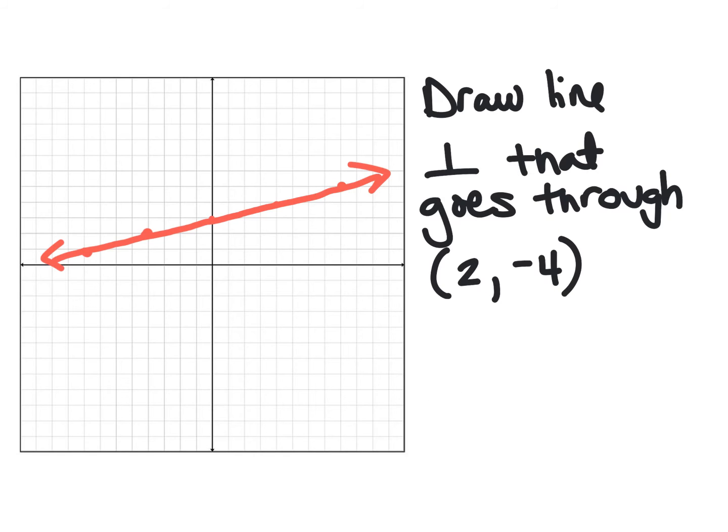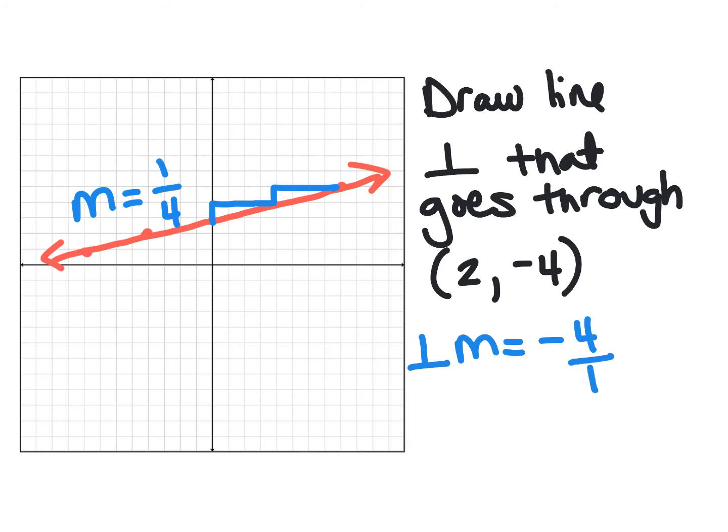In this problem, it says draw the line perpendicular that goes through 2, -4. So the first thing I would do is count the slope of this line. It looks to me like it's going up 1, 1, 2, 3, 4. Up 1, 1, 2, 3, 4. Yes, so my slope would be 1/4. The perpendicular slope has to be the opposite, meaning negative, and the reciprocal would be 4/1, or just -4.